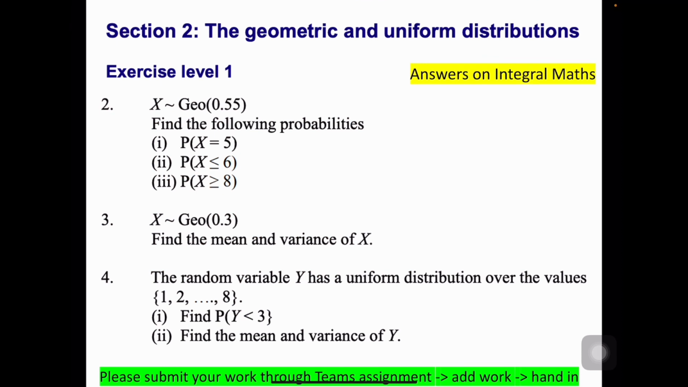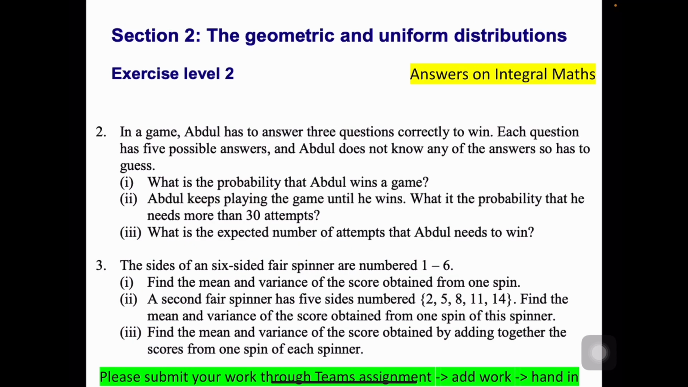I would like you, for your independent task, to complete the rest of exercise level 1. That's questions 2, 3, and 4. Remember, the answers are on Integral Maths, so please make sure you mark your work after you do it, of course. And then also, I'd like you to do the rest of exercise level 2. So that's questions 2 and 3. Also, please mark your work. And make sure you submit your work through the Teams assignment.